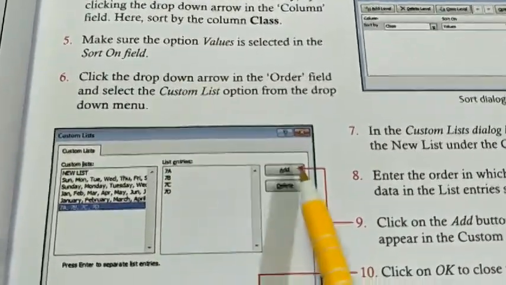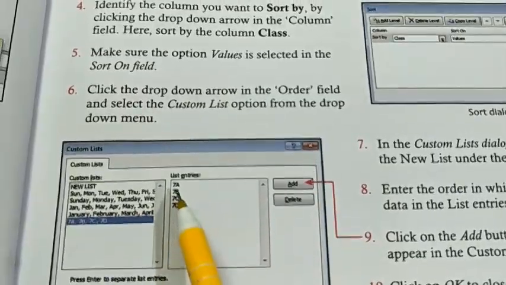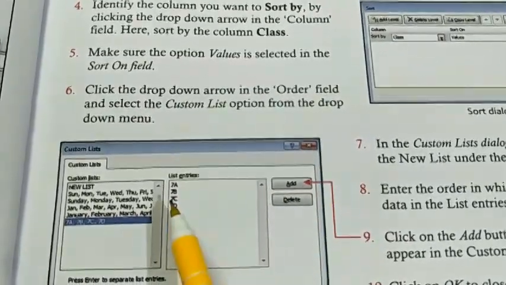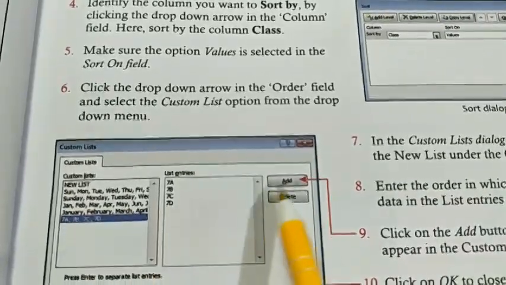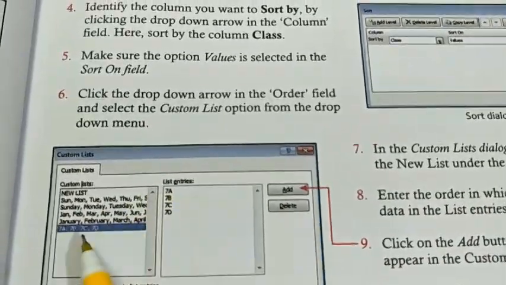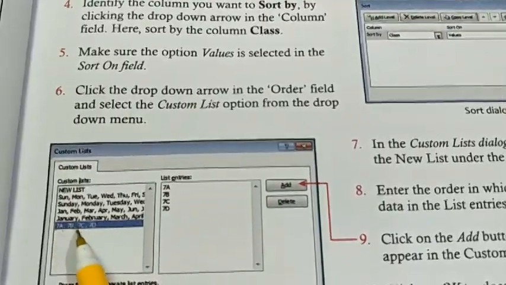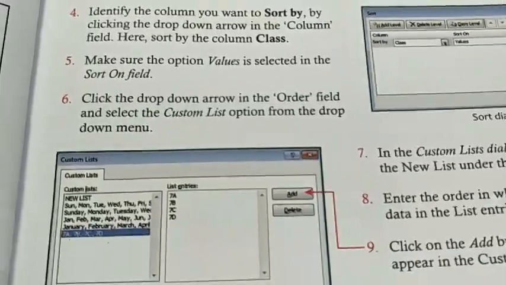We'll choose 7th A, then add, then click on the 7th B option, then click on the add, then click on the 7th C option, then click on the add. Now click on the 7th D option and click on the add. Then if you see all the values here, 7th A, 7th B, 7th C, 7th D, that means your custom list is created.